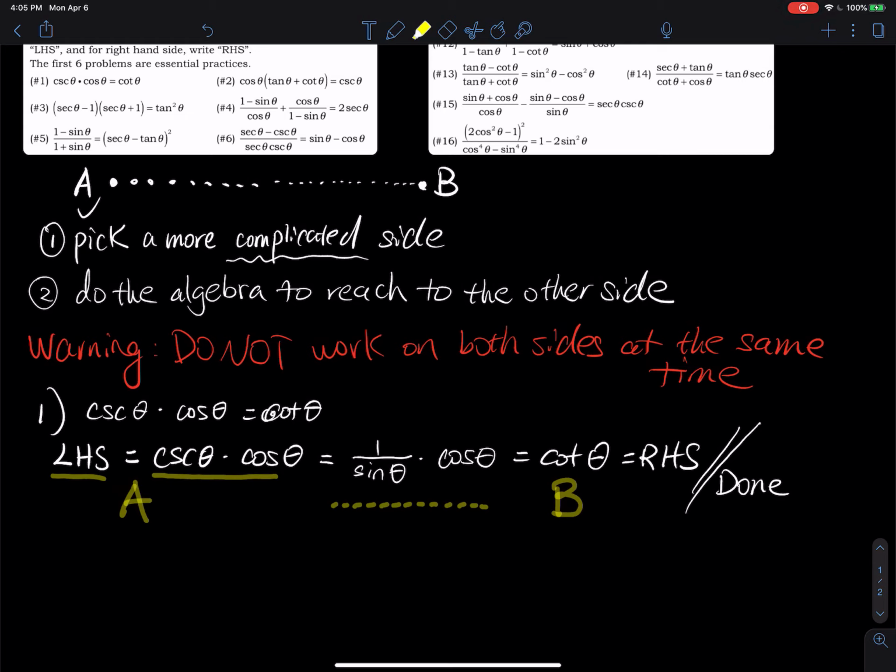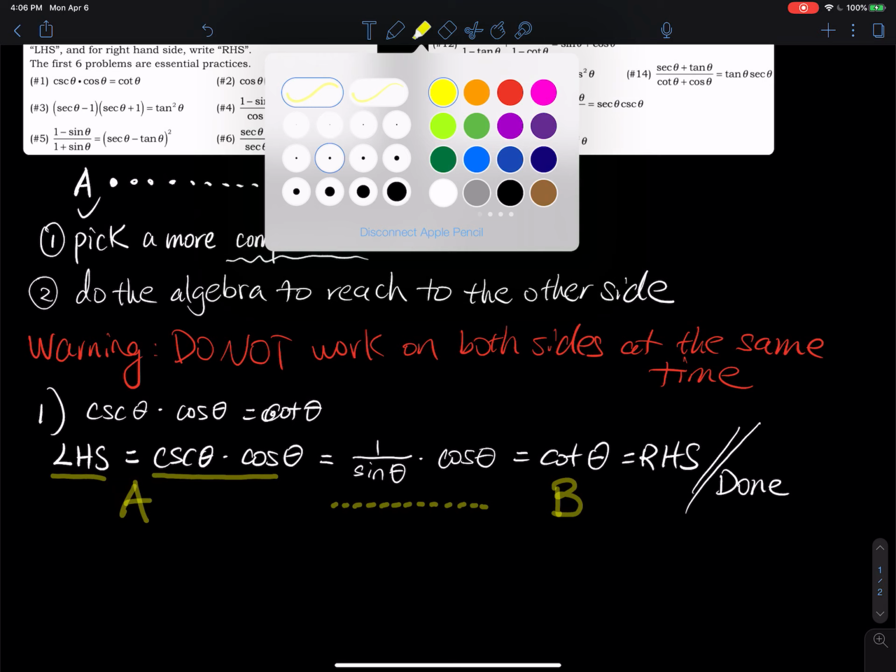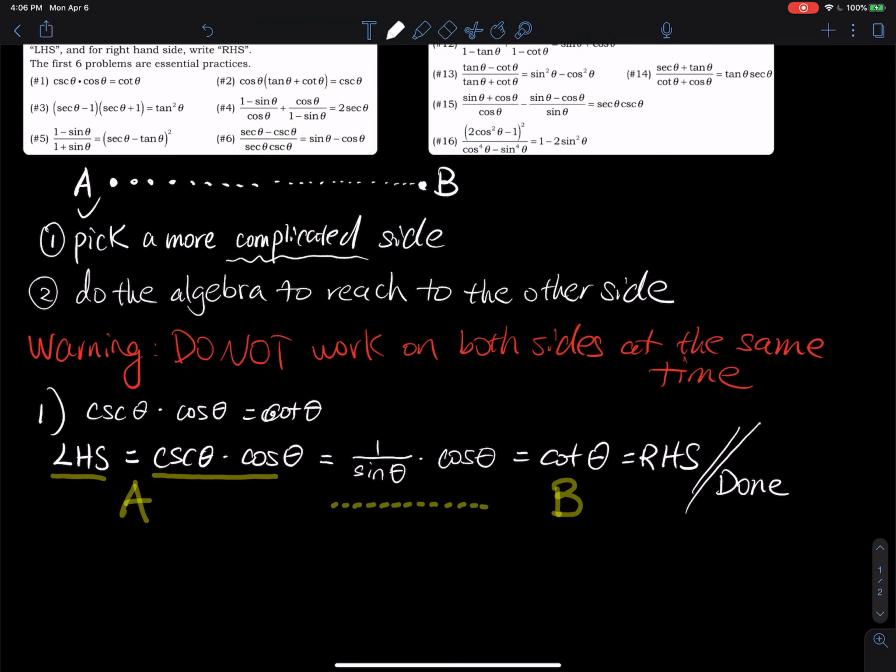Again, do not work on both sides at the same time. Do not move the terms from the left to right. You pick a side and then you start working on that side. It's either plan A or plan B. You pick a plan, then you work on it. You cannot steal anything from the other side. All right, so let me switch back to my pencil, and then we move on to number 2.